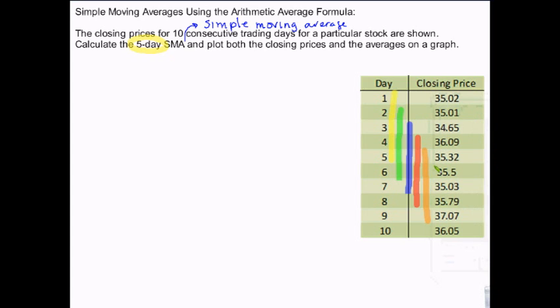And then we do 6 through 10. So we're going to do 5-day blocks, and we're going to move through the days from the first day until we hit the 10th day. Does that make sense? And so if we're doing a 10-day data set for a 5-day moving average, we actually do 6 calculations.